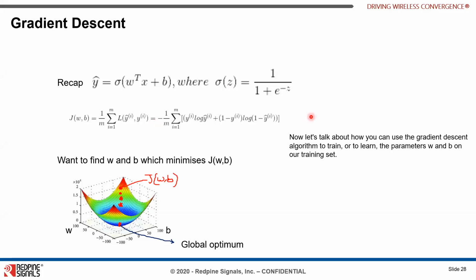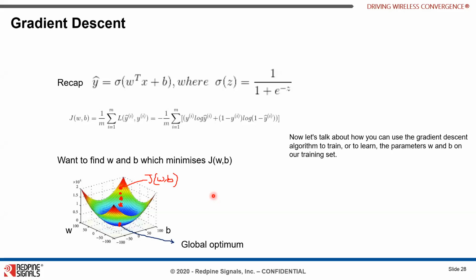So now let's talk about how you can use the gradient descent algorithm to train or learn the parameters w and b on our training set. Basically w and b are the parameters, and J(w, b) is the cost function, which is shown here by this curve. This is a 3D representation. Our main task is to find the optimal value of the parameters w and b which minimizes the cost function J. That is the target of the gradient descent algorithm.